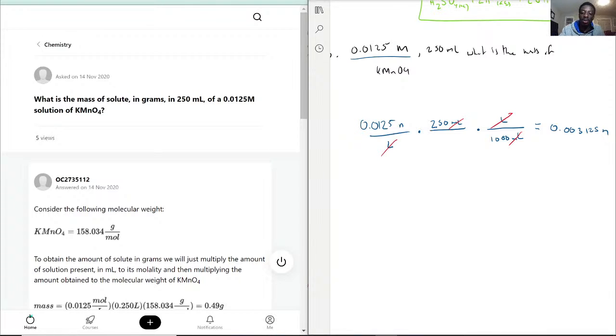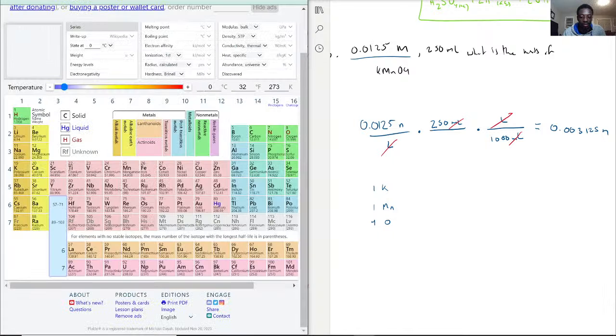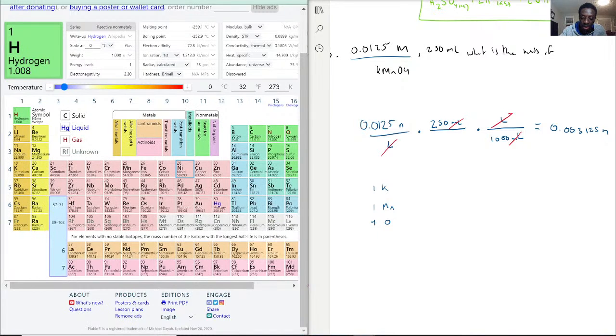Now to find out how much of that is grams, we need to know our molar mass. So we first need to get the constituents. We have 1 potassium, 1 manganese, and 4 oxygen. With that being said, look at the periodic table. Potassium is 39.098, manganese is 54.938, and oxygen is 15.999.